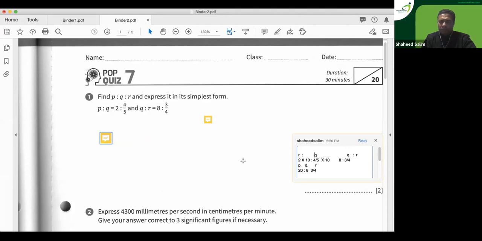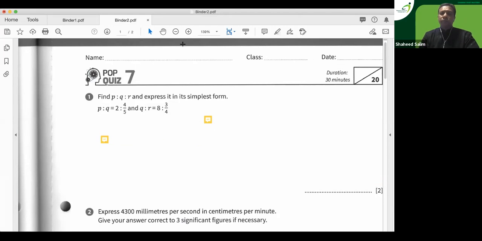How? No, okay, cannot. Okay, no problem. So you try this question, okay? You try this one. You try again now. This time is P is to Q. And then the next one is Q is to R.